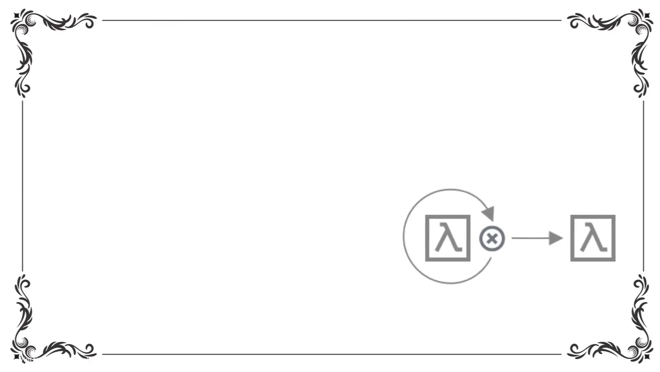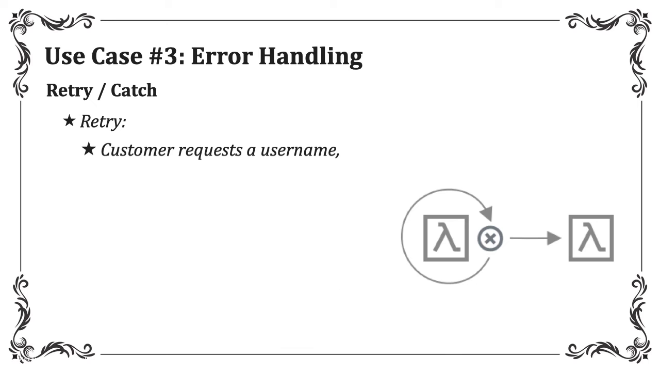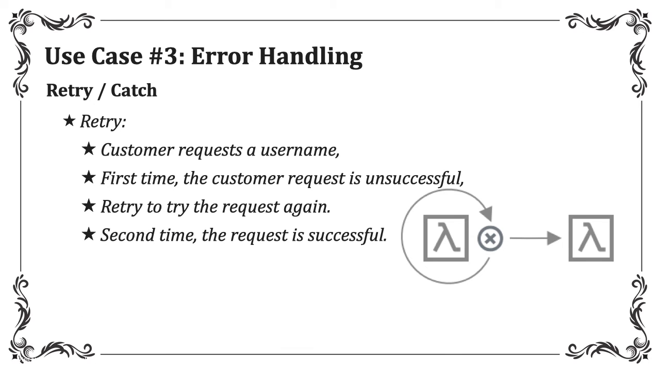Use case number 3, error handling. In error handling, we have retry and catch block. In retry, in this use case, a customer requests a username. So the first time your customer's request is unsuccessful, we use a retry statement. Then we can have a step function to try your customer's request again. The second time your customer's request is successful.